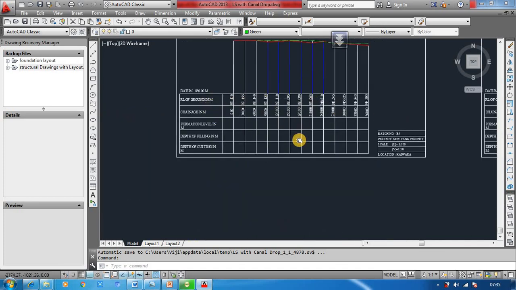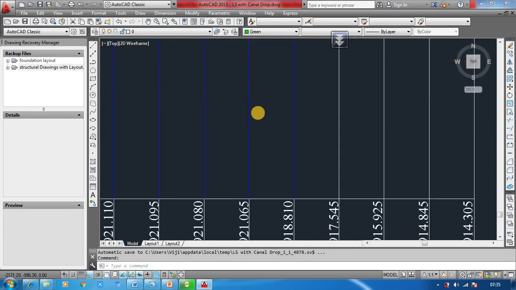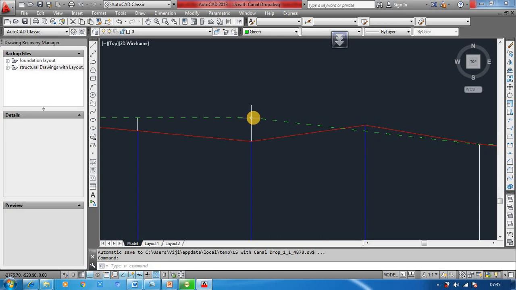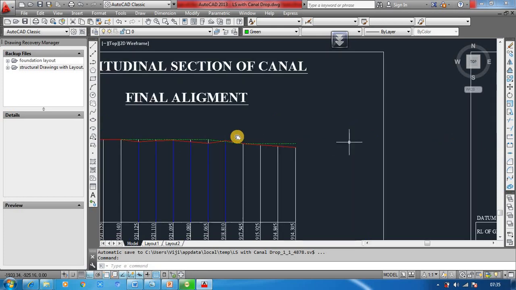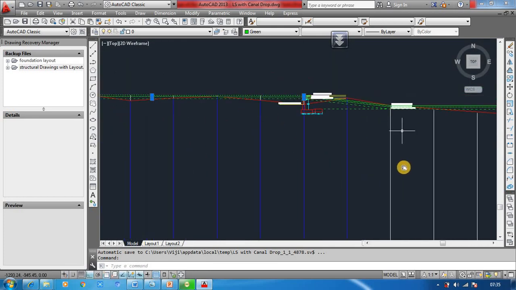Actually these things have to be updated; these are the earlier ones only. So this ground level is 921.065, and from there 0.5 for the full supply level, and minus again 0.75 you can give for the bed level. So these are the levels you can get.